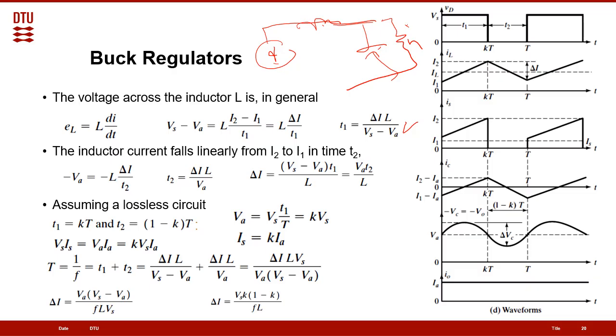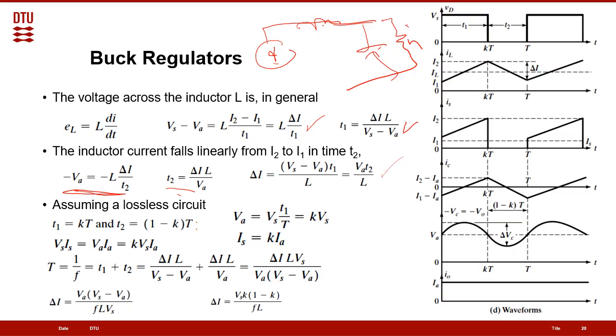During period 2, what happens? The switch is off, so Va will equal the voltage across the inductor, because we have only the inductor, the capacitor, and the resistor in the circuit. And again, from here we can find T2. The interesting thing here is that we now have two expressions for dI. So dI will equal, from this equation, T1 times (Vs minus Va) over L, and also from the equation in mode 2, dI is equal to this one.